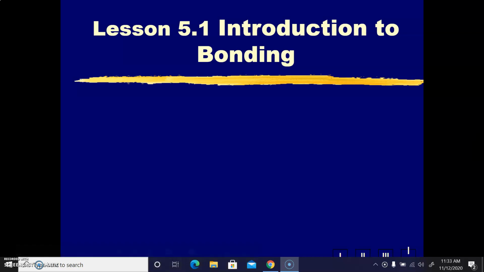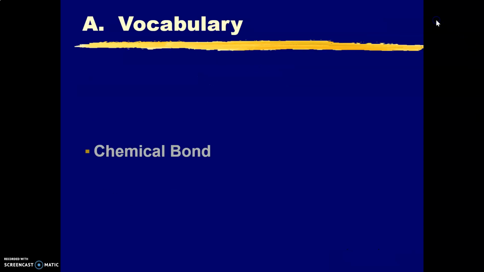All right, let's start lesson 5.1. This is our introduction to bonding. Now we are going to spend 1 week on each of the different types of bonding, or the two main bondings, but this is an overview before we do our lab. So let's get into some vocabulary.